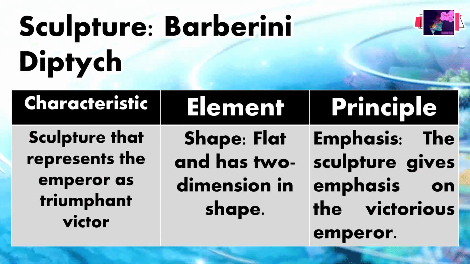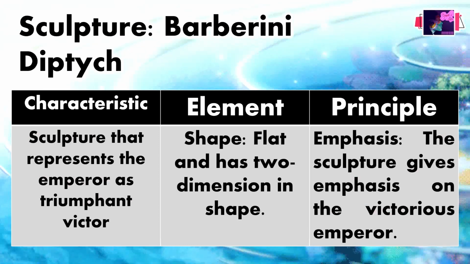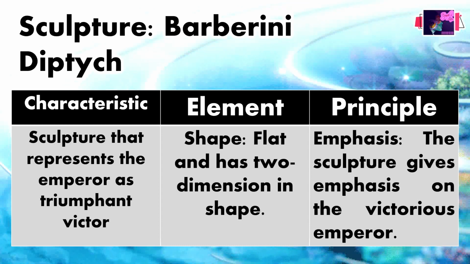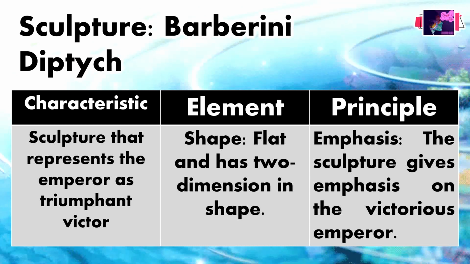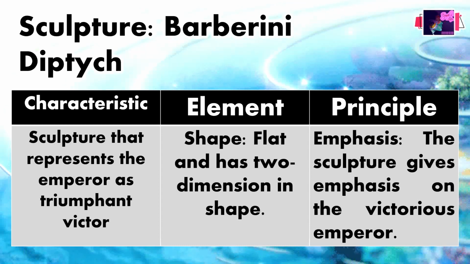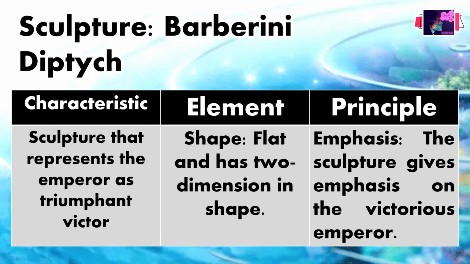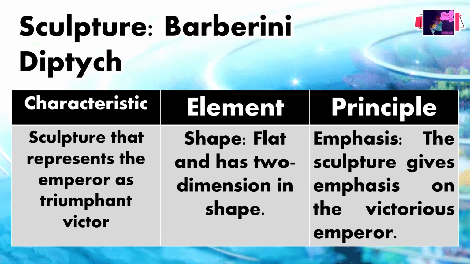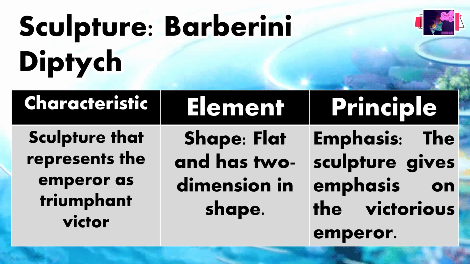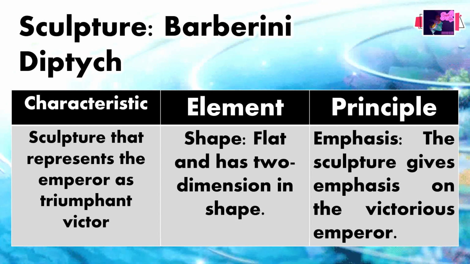And here's the summary of our Barberini diptych, a sculpture that represents the emperor as a triumphal victor. For the element, we have the shape. It is flat and has two dimensions in a shape. For the principle, we have emphasis. The sculpture gives emphasis on the victorious emperor.